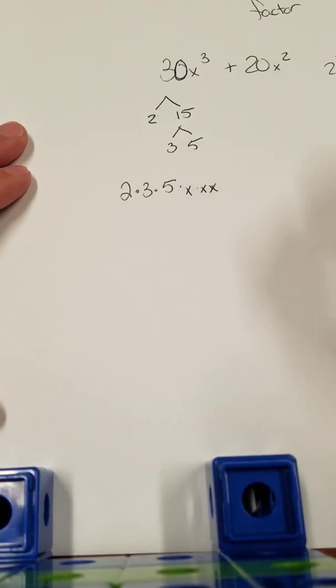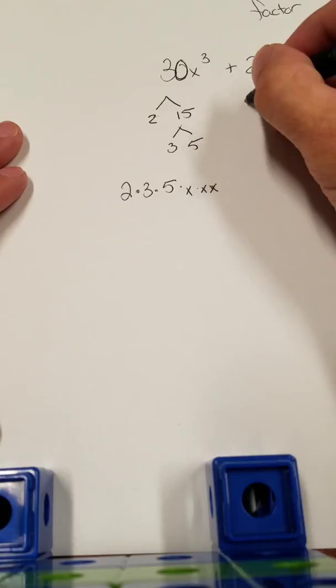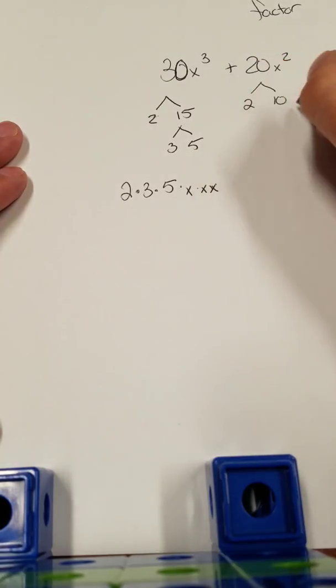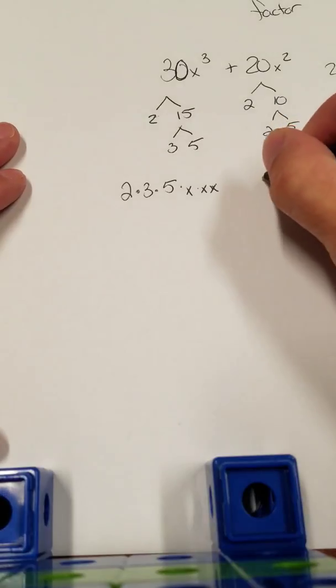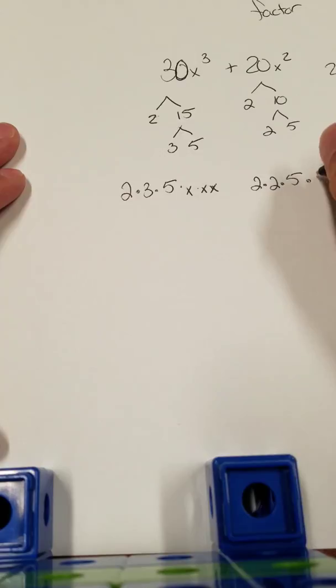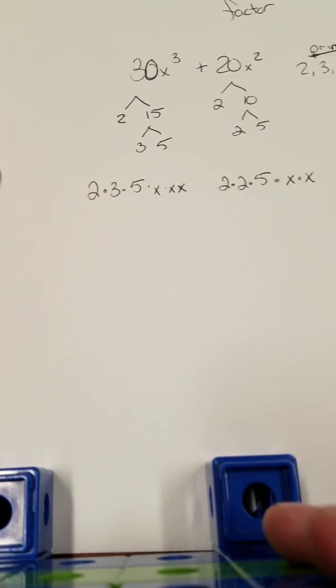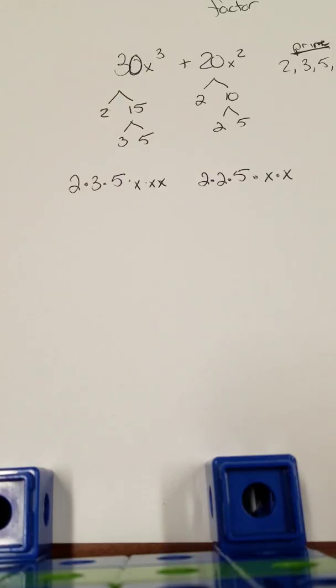Okay? Now I have to do the same thing for the 20. Remember, always start with 2s. 2 and 10. 2 goes into 10, so I'm going to go 2 and 5. So now I write it down. 2 times 5 times, now it says x squared, so x and x. All right, so I have the prime factorization listed out.